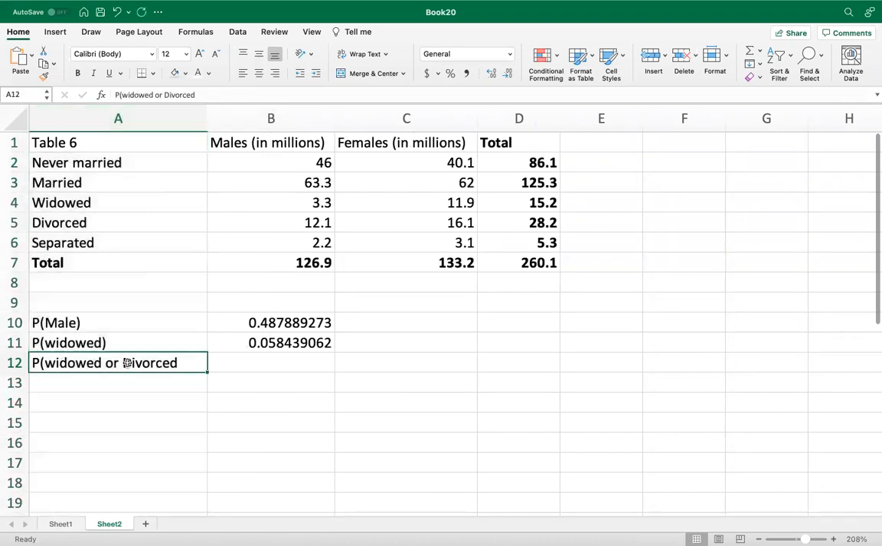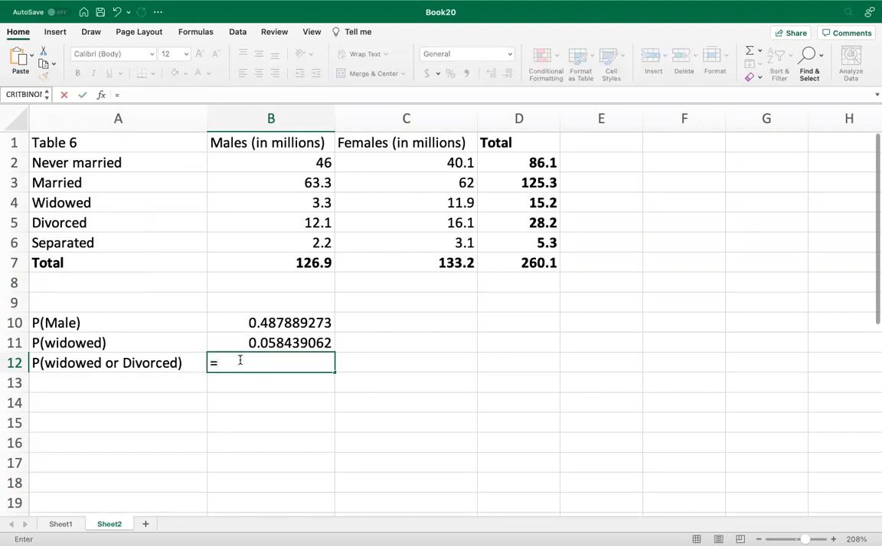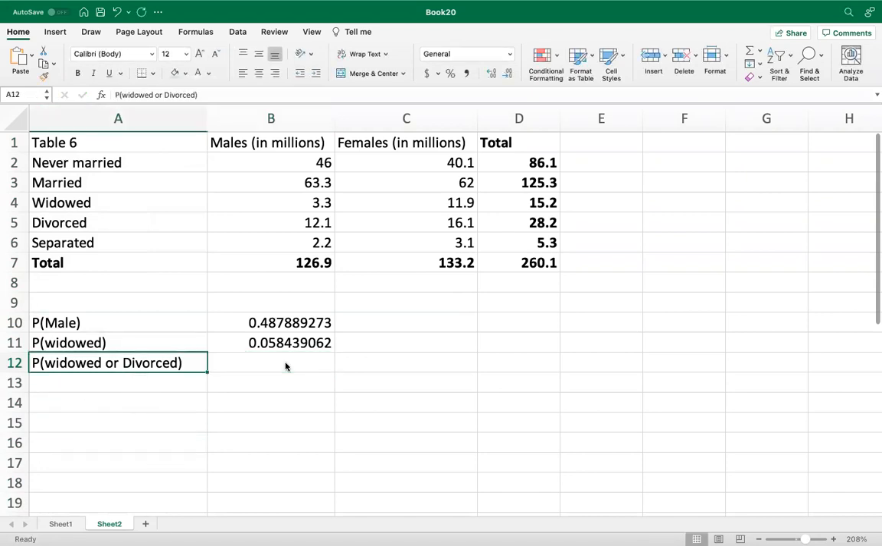There we go. Widowed or divorced. So it looks like these two are disjoint events. We could add them together. So the probability of widowed or divorced would be equal to the probability of widowed plus the probability of divorced. So let's look at those instead.